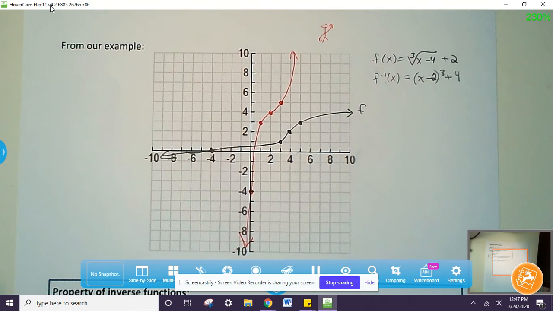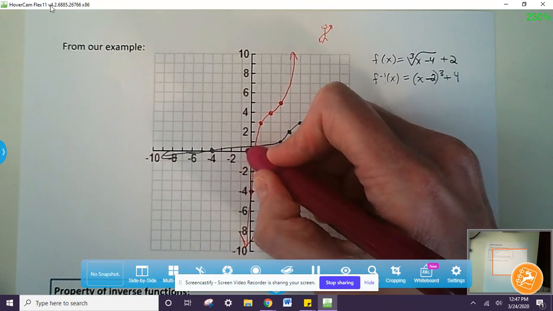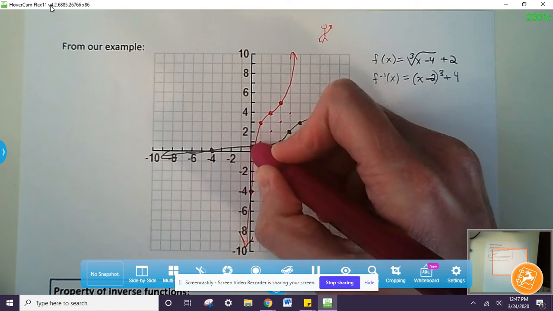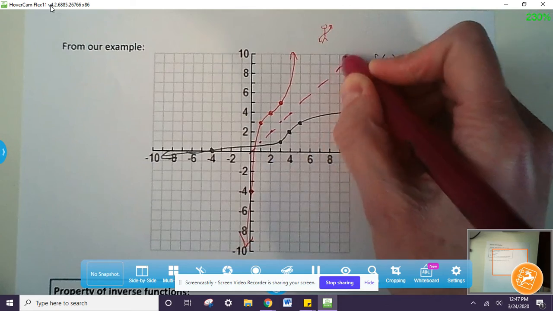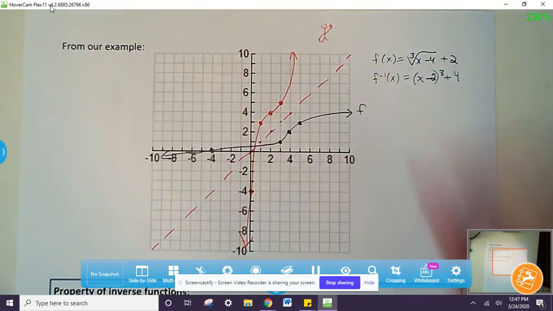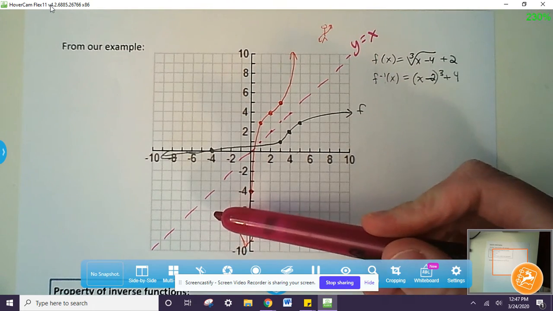Now, if you take a look at these two graphs compared to each other, just like you saw in the Khan Academy video yesterday, they are reflections of each other over the line y equals x. So I'm going to go ahead and put in the line y equals x, but I'm going to graph that as a dashed line. That dashed line should go through (1, 1), (2, 2), (3, 3), (4, 4), all the way out to (10, 10), all the way down to (-10, -10). It should split right through the middle of quadrant 1 and right through the middle of quadrant 3.